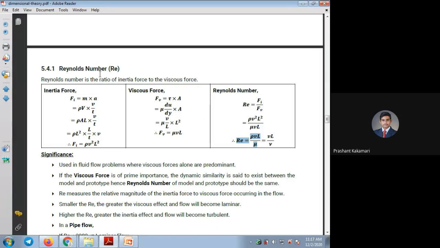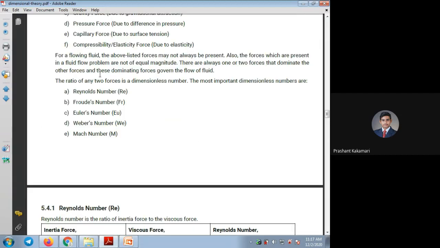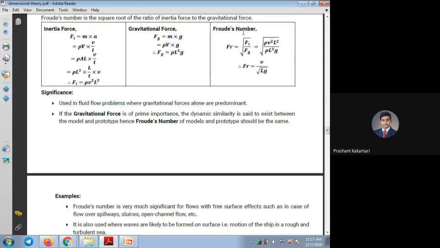So other than Reynolds number, all the other dimensionless numbers that we are studying in our syllabus, or these 5 dimensionless numbers, you have to take the square root of the ratio. That's why Froude's number is also taken under a square root of inertia force to the gravitational force. If you take that, I get V divided by the square root of Lg, that is, after taking the ratio of inertia force to the gravitational force. It's the ratio of velocity to the square root of length into gravitational acceleration.